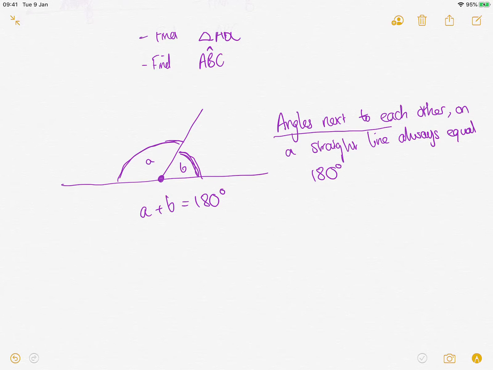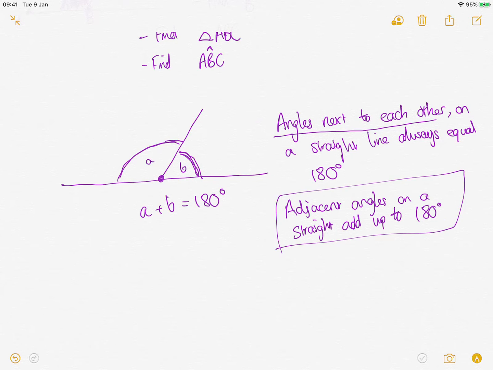Another way of saying angles next to each other, if you want to shorten this down a bit, is adjacent angles on a straight line. Adjacent literally just means next to each other. So if I said I'm adjacent to whoever's next to me, I'll be standing shoulder to shoulder with them. Adjacent angles on a straight line add up to 180 degrees, or always equal 180 degrees. It's just another way of saying it. So make sure you get whichever definition you prefer down in your book.